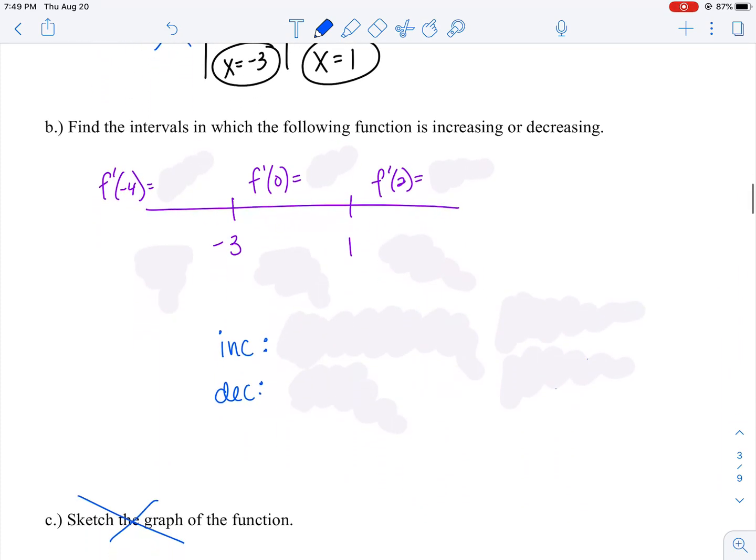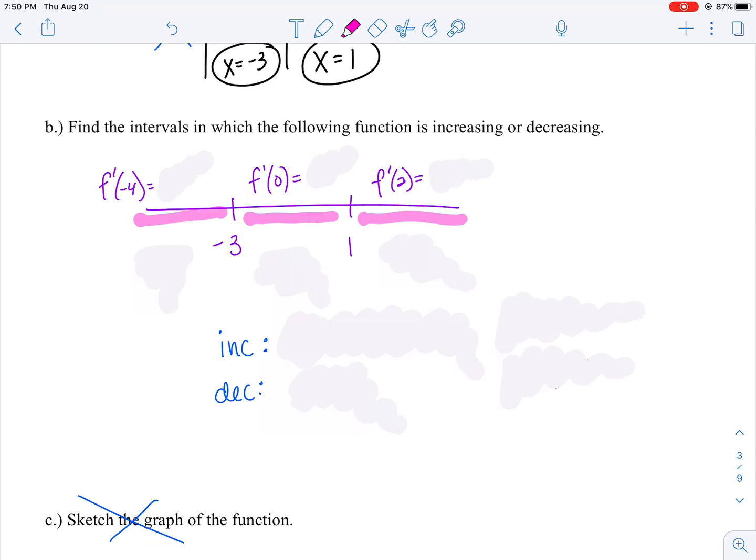So if we want to use those to figure out where the function is increasing or decreasing, what I do is make a little sign chart, kind of like a number line. I know that my critical numbers are at negative 3 and 1. I've got to figure out what's happening in my derivative right before negative 3. If my derivative is positive, then I know my function is increasing. If my derivative is negative, then I know my function is decreasing. I also want to figure out what's happening between negative 3 and 1, and after 1. Is it positive or negative? So that's what I'm going to do.